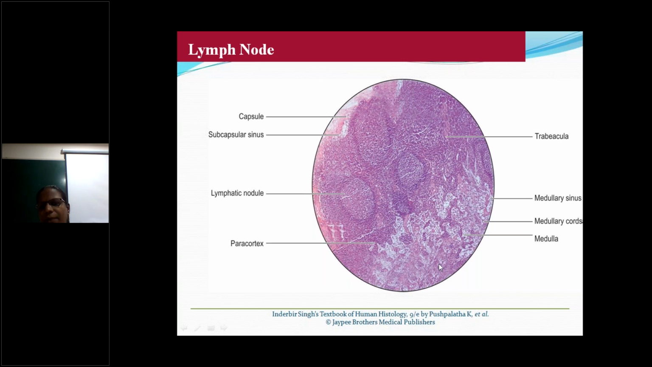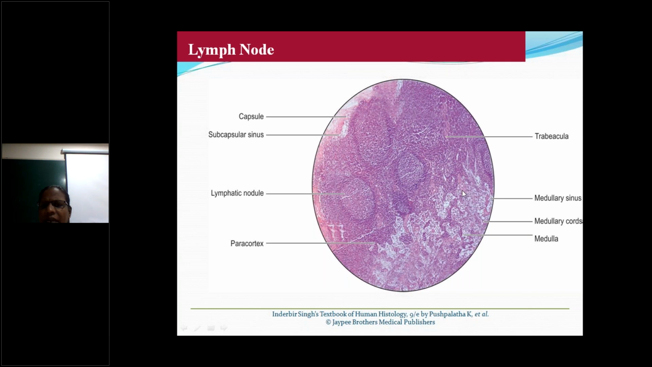Coming to the medulla part. In the medulla, groups of lymphocytes are present. This whole group of lymphocytes we call medullary cords. The medulla part of the lymph node contains medullary cords. Small gaps are present; that is the medullary sinus.